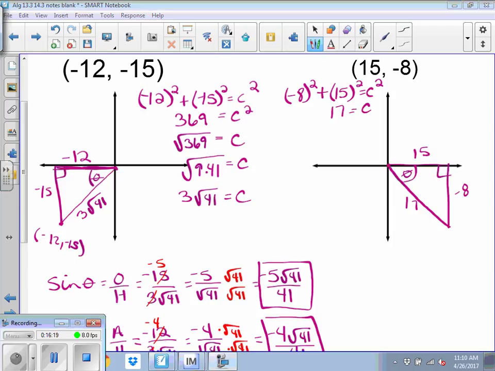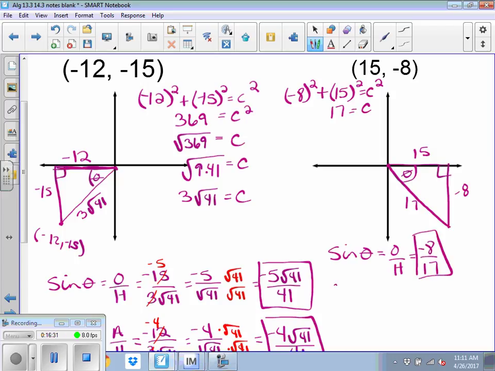Okay, so sine of theta is opposite over hypotenuse, which is, what's the opposite? And hypotenuse is. Cosine of theta is adjacent over hypotenuse, which is what over what? 15 over 17. Tangent theta is opposite over adjacent, which is negative 8 over 15.